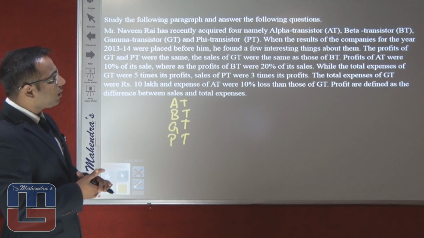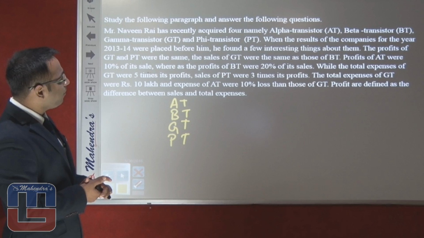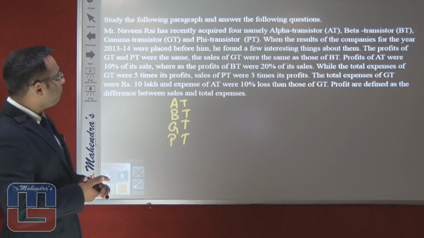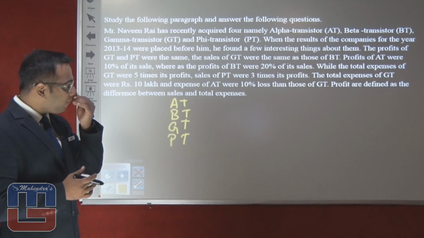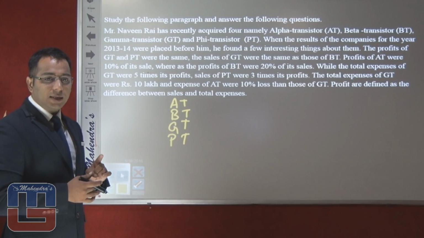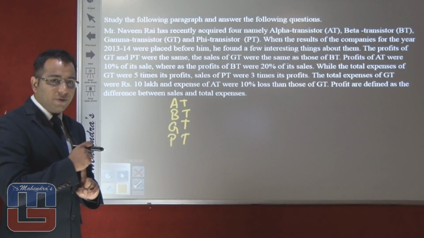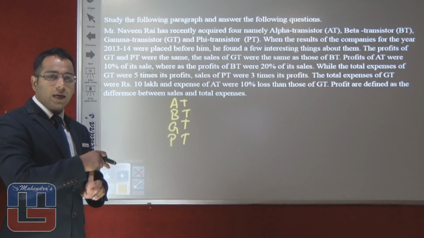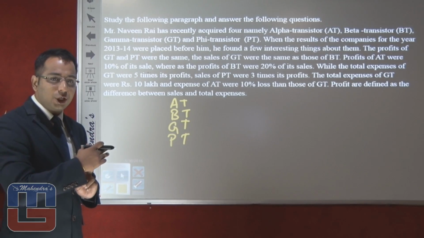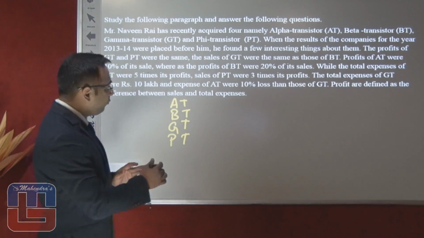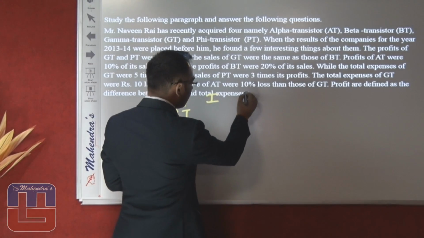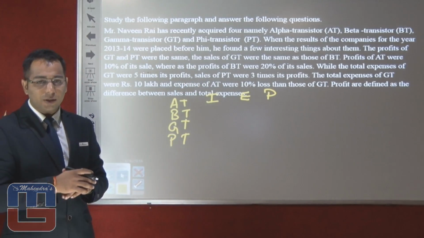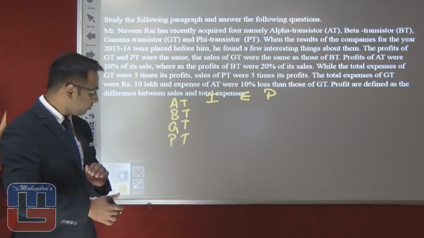When the results of the companies for the year were placed before him, he found something interesting. The profits of GT and BT were the same. Here we have three things discussed. Whenever profit is given in these questions, three things come in: income, expenditure, and profit.